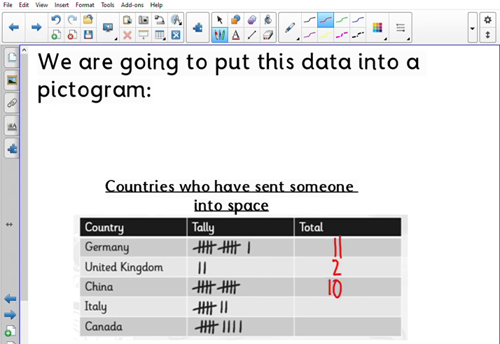Italy, we've got a group of 5 and 2 more, so we've got 5, 6, 7. And then Canada, finally, we've got 5, 6, 7, 8, 9. That's 5 and 4 more, which makes 9. So there are our totals, and our job now is to put those into a pictogram.